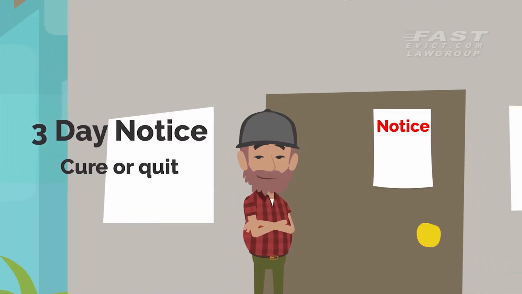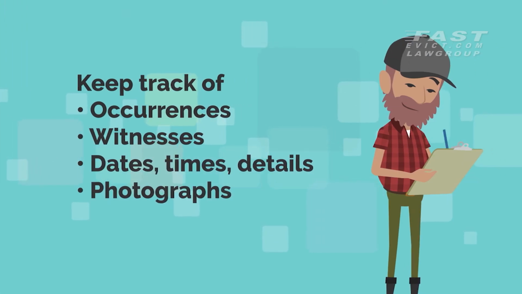A 3-day notice to cure or quit should be served to your tenant for non-monetary lease violations. This acts as an official warning to your tenant, and it also legally begins the eviction process in case the situation warrants it. It's a good idea to always keep track of violation occurrences. Keeping track of witnesses, dates, times, and photographs always helps in case you have to take your tenant to court.